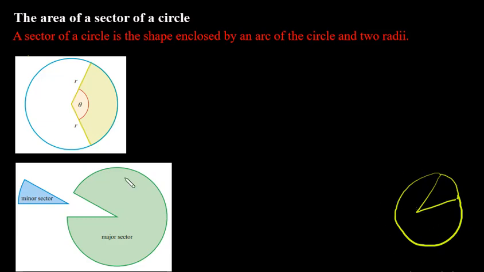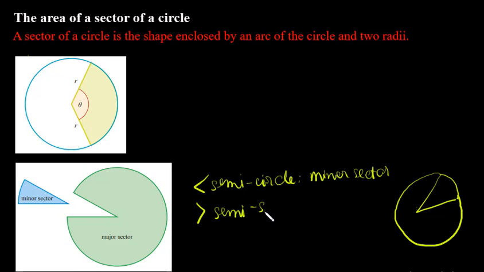When we draw it like this, you can see in the example that we have two kinds of sector. The one which is smaller than a semicircle is called a minor sector, and the one which is greater than a semicircle will be called the major sector. You can look at the major sector, which is really big, and the minor sector, which is really small. And now we're going to find the areas of these sectors.